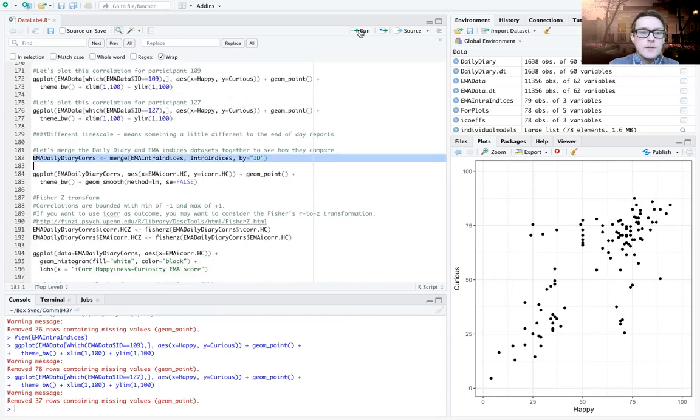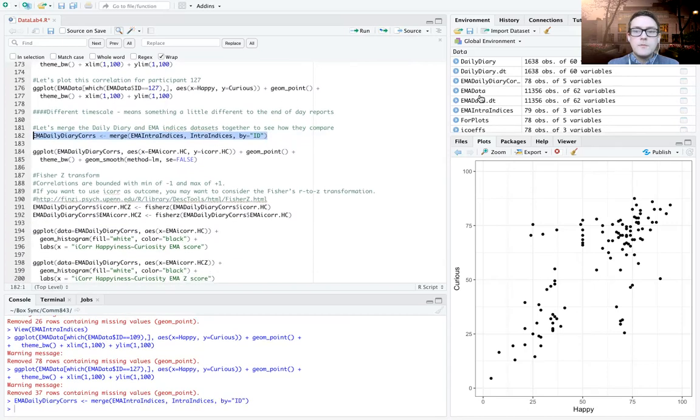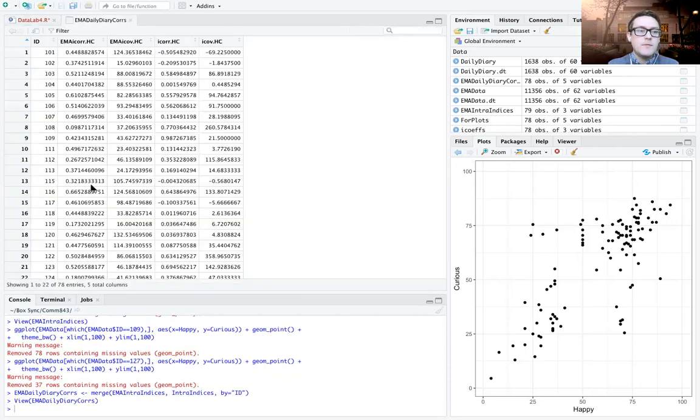All right. So the way we merge, we are creating a new data set called EMA daily diary cores. So we're going to look at the intra-individual correlations. We're going to merge our two data sets by the ID variable. And when we do this, we have 78 rows.